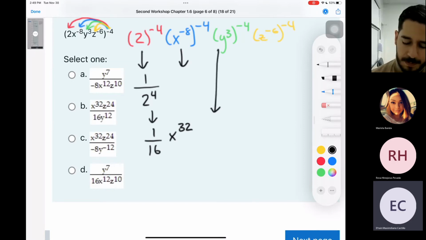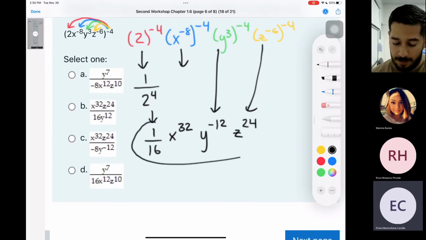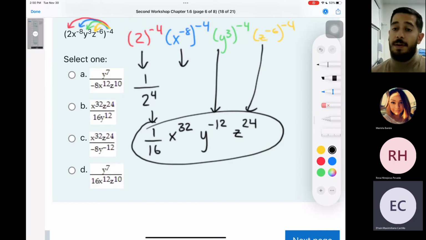Okay. I'm going to do the same thing, multiply those. 3 times 4, that's going to be negative 12, since the negative 4 is negative, right? And over here, z to the power of negative 6 times negative 4, that's going to be positive 24. Now, this is all I have right now. Okay, all I have right now.